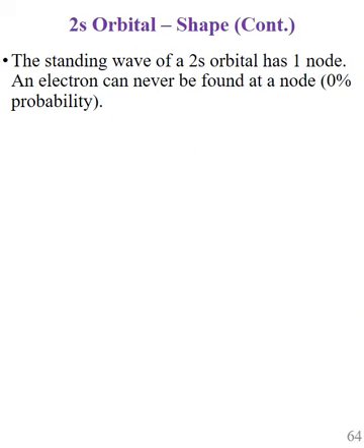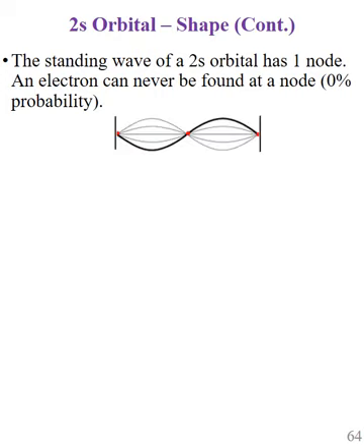Now let's look at the 2s orbital and look at the standing wave associated with that. The standing wave of a 2s orbital has one node. An electron can never be found at a node, so it has a 0% probability. Where is the node? The node is going to be right here.